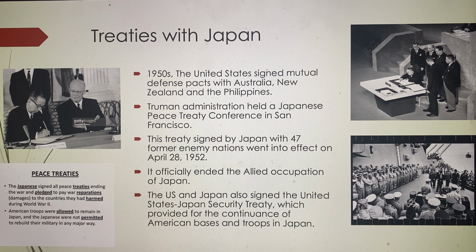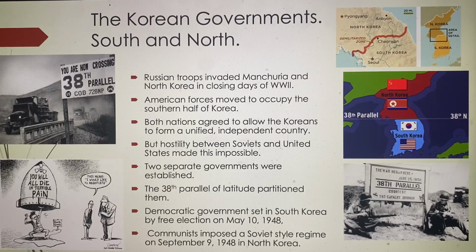The Japanese signed all peace treaties ending the war and pledged to pay war reparations to the countries they had harmed. American troops were allowed to remain in Japan, all these things. And the Japanese were not permitted to build any military at this time, as you can imagine. So here basically is that treaty signed in San Francisco with Japan.